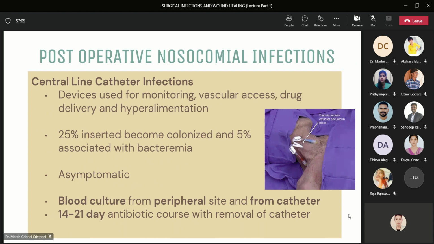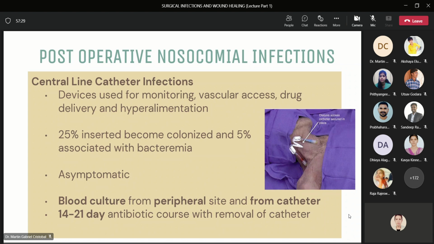Next, we have central line catheter infections. So these devices are used for monitoring vascular access, such as access for hemodialysis, drug delivery, and hyperalimentation. Around 25% of patients become colonized, and 5% of these patients are associated with bacteremia.